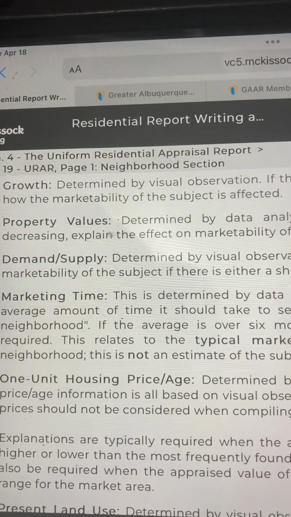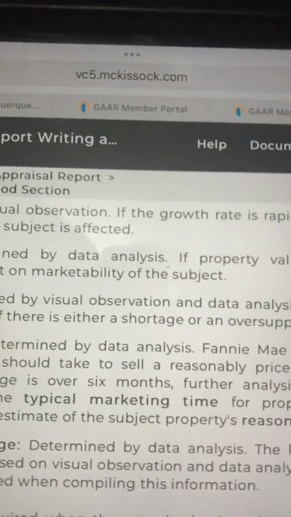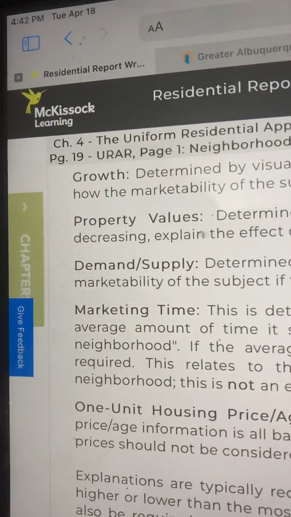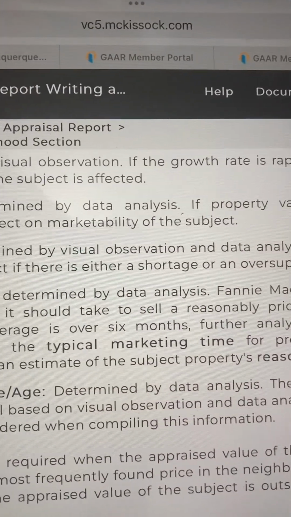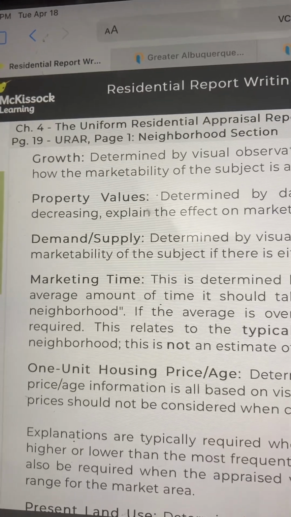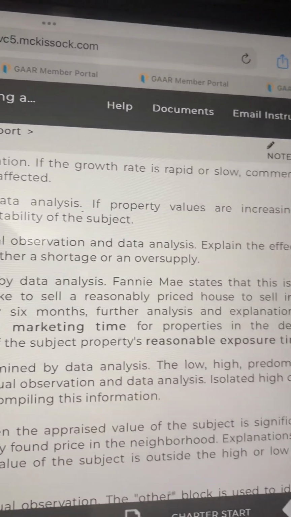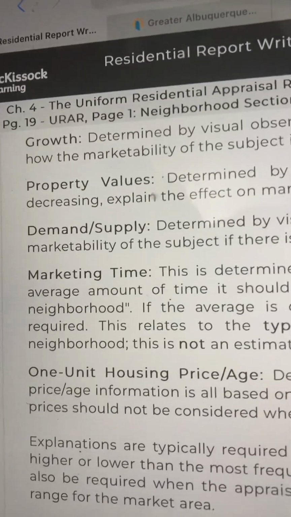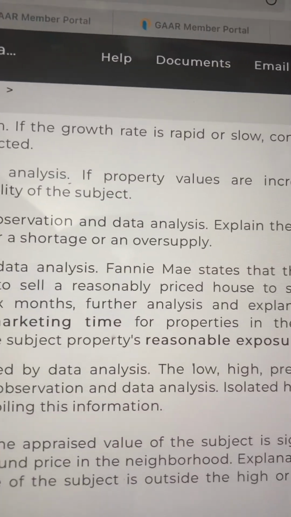Demand/supply. Determined by data analysis, if property values are increasing or decreasing, explain the effect on marketability of the subject. Demand/supply. Determined by visual observation and data analysis, explain the effect on marketability of the subject if there is either a shortage or an oversupply.